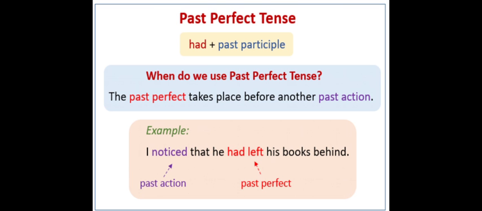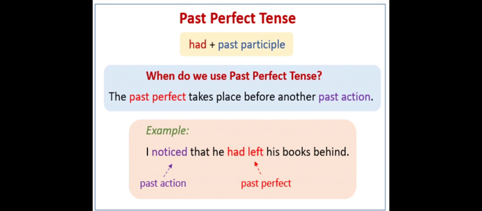Now the formula of past perfect, the structure, okay, we can call it the structure of the past perfect tense, is had plus past participle. Simple. That's all you have to remember when you deal with the past perfect tense. You have to put the verb had plus the past participle, that is verb 3, okay?